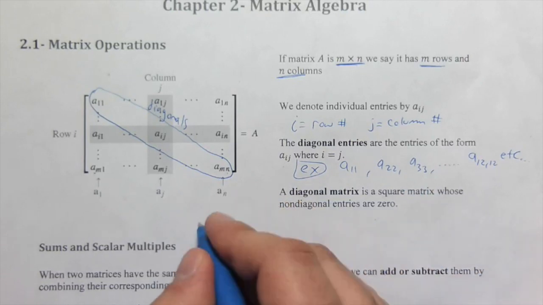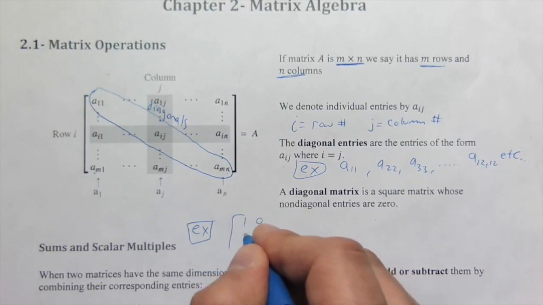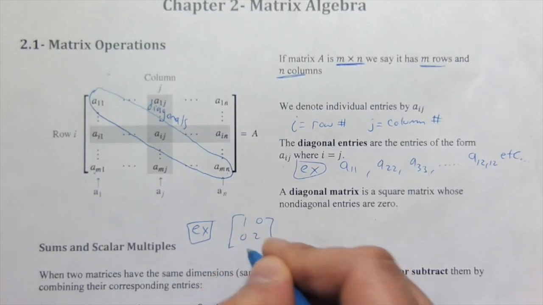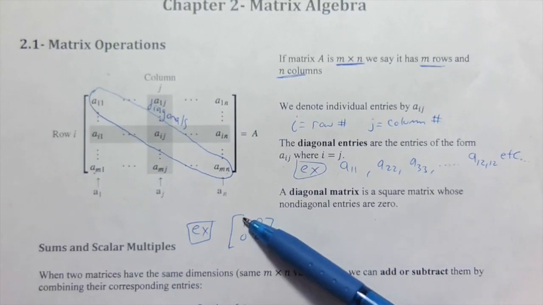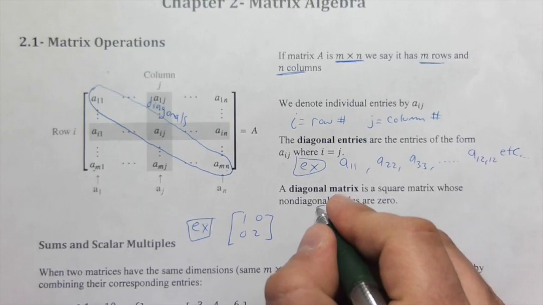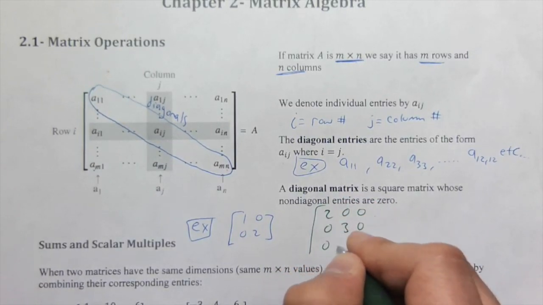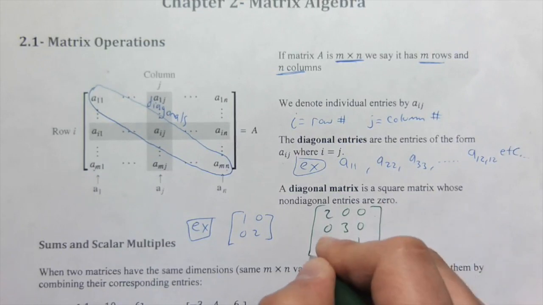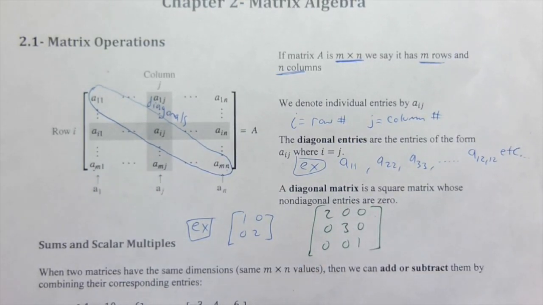For example, a 2 by 2 diagonal matrix might be something like this. We can see that that's diagonal because there's non-zeros on the diagonal. They could be zeros on the diagonal, but the point is the only non-zeros are on the diagonal. Just to kind of drive it home, a 3 by 3 diagonal matrix might be something like this. Again, that's diagonal because the non-zeros are on the diagonal entries.